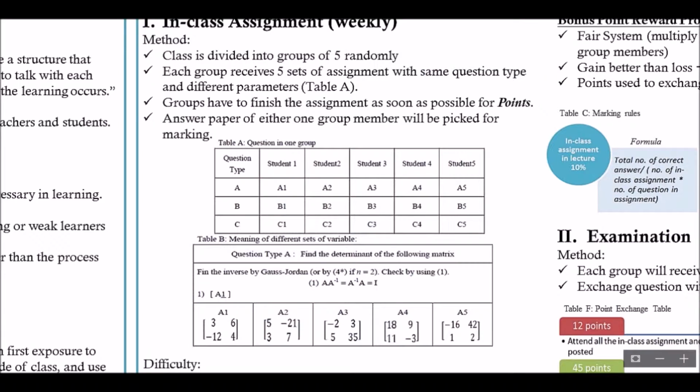For the differences between each assignment, we can take a look at Table B and find that A1 to A5 are based on the same question type but developed with different numbers. That means students cannot copy from group members directly.